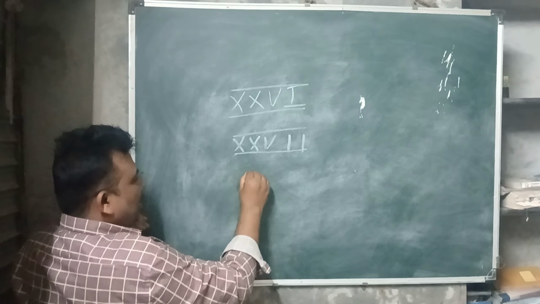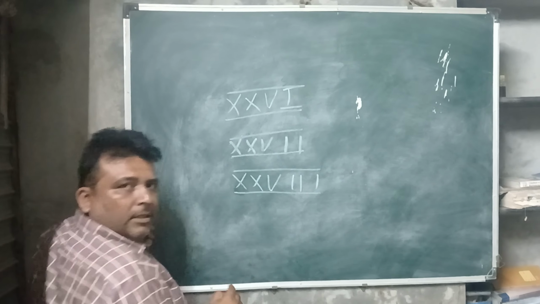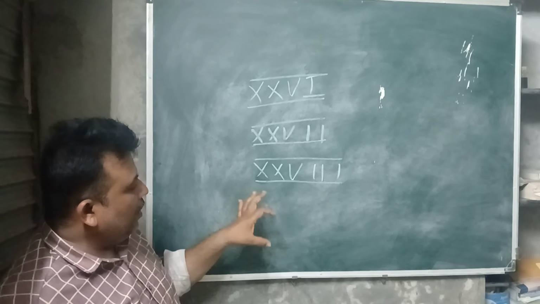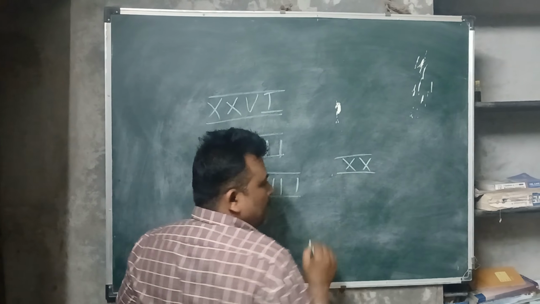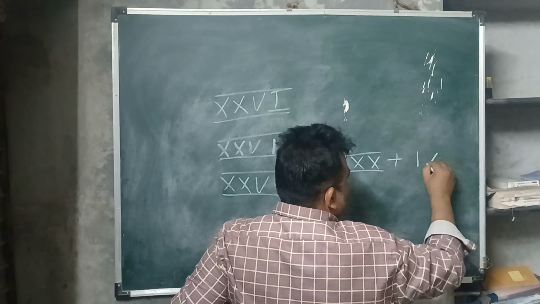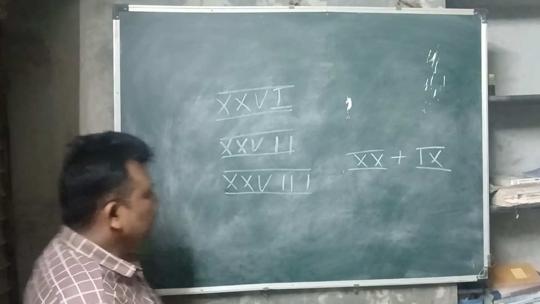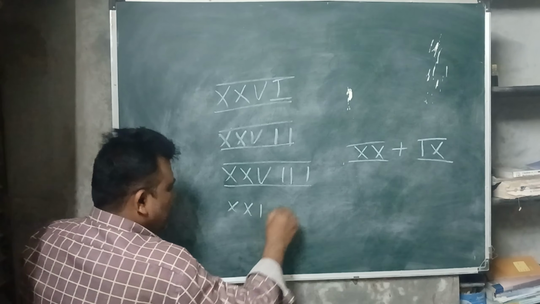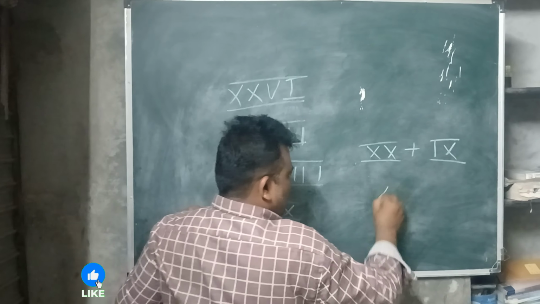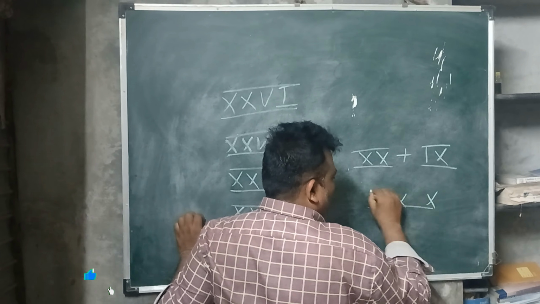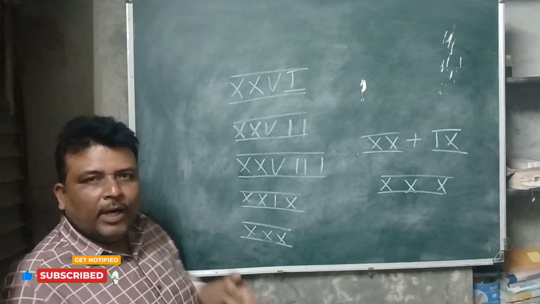If I want to write 28, it will be the same again. This is 28. If I take together, this is 20, this is 20, and if I take 9 here, this number will be 20 and 9. So this is 29. And if I have to write 30, this is 10, this is 10, this is 10. If you add all this, it will be 30.